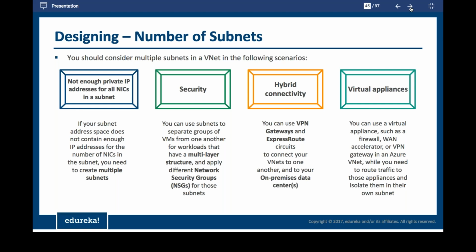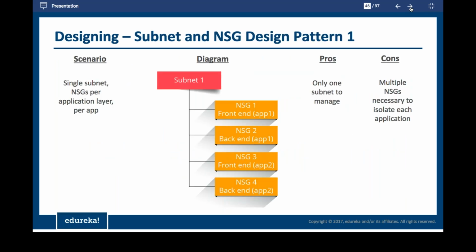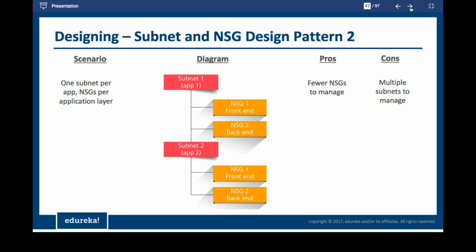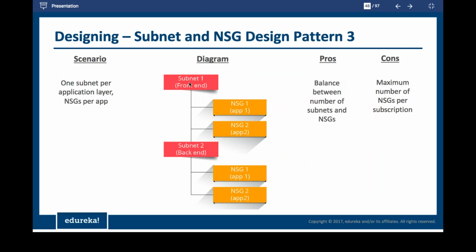Security: if you want to define traffic filtering on different subnet ranges, then you need to go for it. Hybrid connectivity: if you want to use it between on-premise data centers and the cloud to establish ExpressRoute or something like that, then you will be using it again. And virtual appliances: when you connect across the globe and come up with a firewall and you need to use your own subnet, then you will use virtual appliances. So this is again the design pattern that we have, where you can design the subnet for each and everything. So this is all what we were working on.